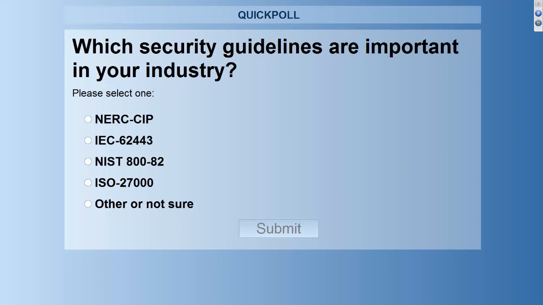This leads us to our next live poll. Which security guidelines are important to your industry? We have 5 choices here: NERC CIP, IEC 62443, NIST 800-82, ISO 27000, or other, we're not sure. If you have an awareness of other security guidelines that we have not listed here, we would love to hear from you either in the questions pane, or in the post-webinar survey.